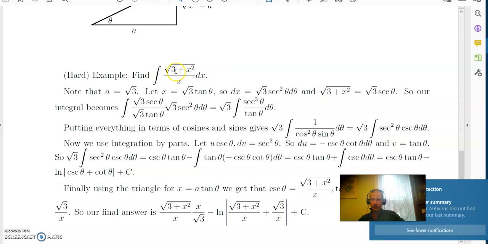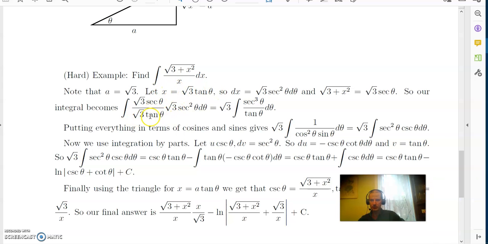So the radical part here becomes the square root of 3 secant theta. The bottom, since x is square root of 3 tangent theta, is now the square root of 3 tangent theta. And the dx becomes square root of 3 secant squared theta d theta. This all simplifies down to the square root of 3 times the integral of secant cubed theta divided by tangent theta d theta.